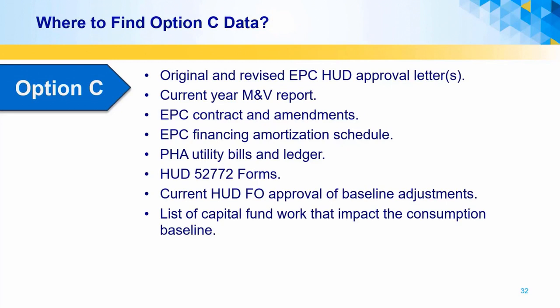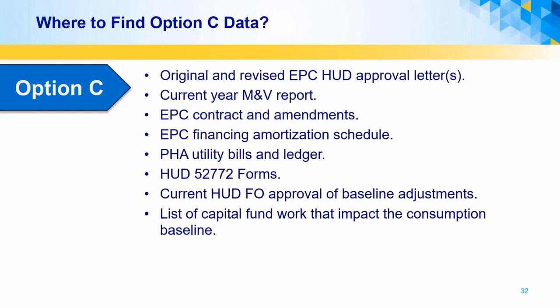What data sources are needed to perform an option C savings analysis? The HUD approval letter, the EPC contract, current ESCo M&V reports, and the PHA utility consumption ledgers are all helpful. The format, methodology, and content of these documents may be different because of different authorships and different requirements between the HUD approval letter and the ESCo contract. HUD has even more specific requirements in terms of how the data is presented, which includes its Form 52722 and the documentation of any field office approved adjustments to HUD's baselines.